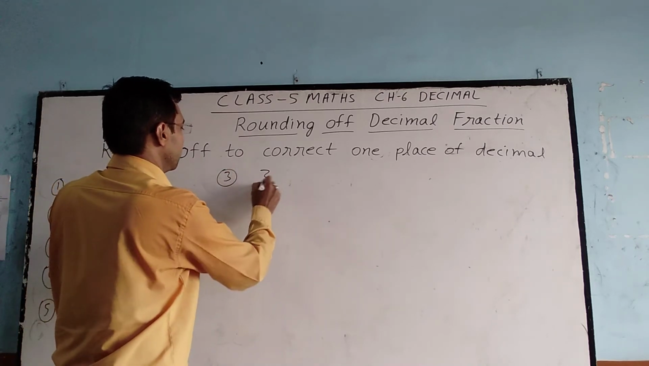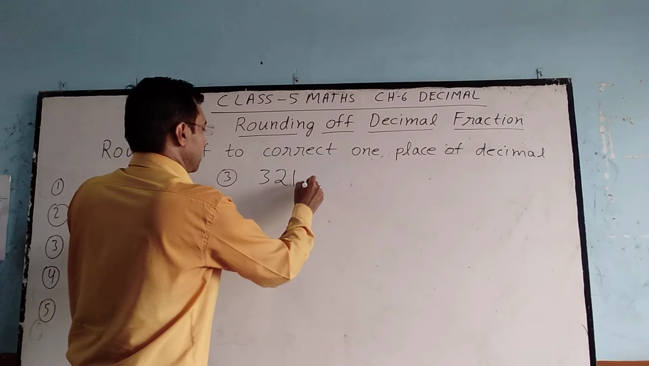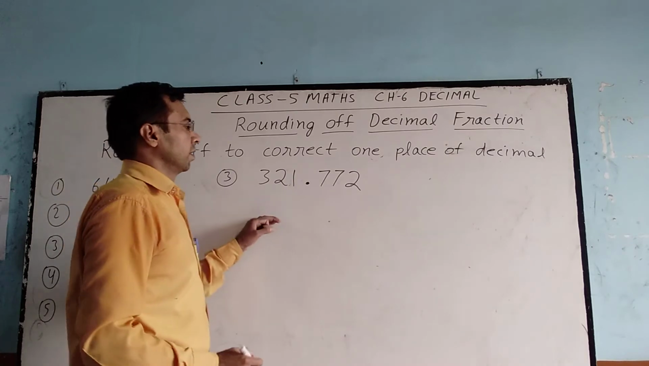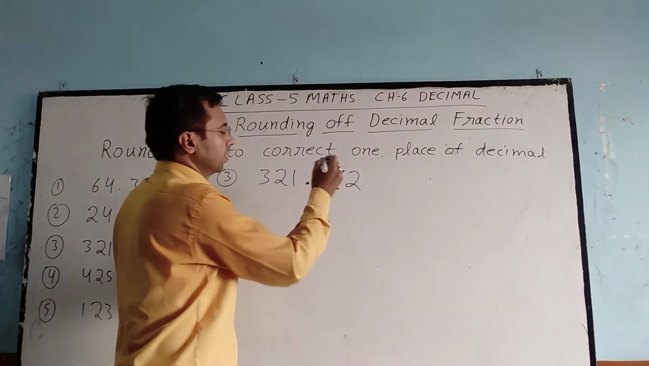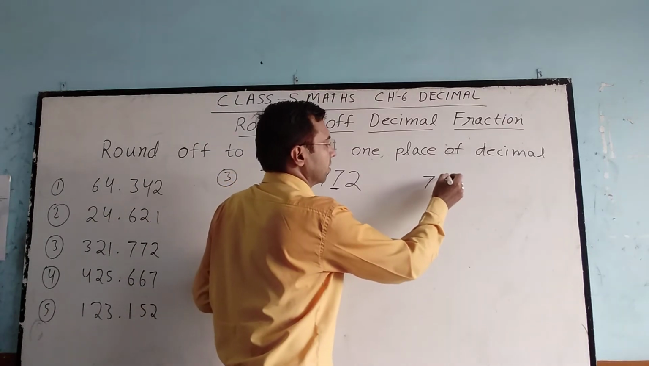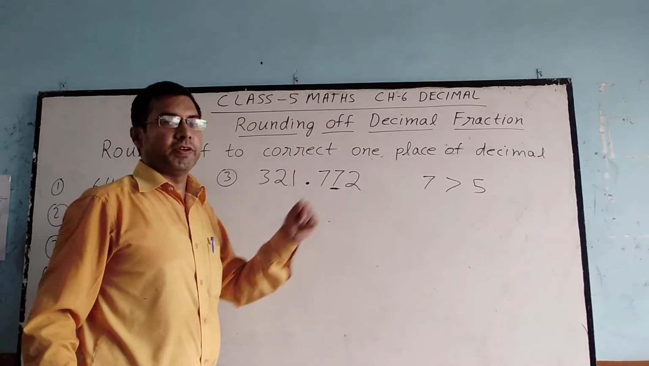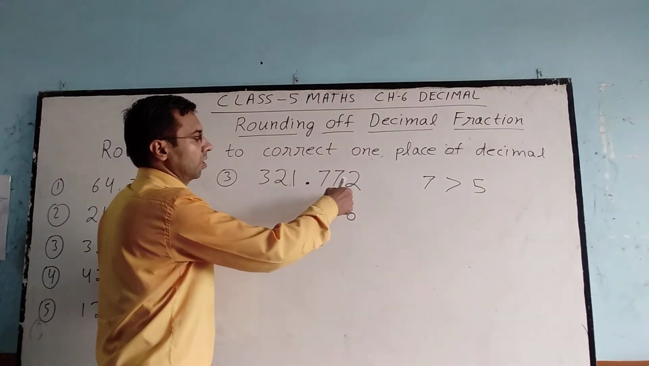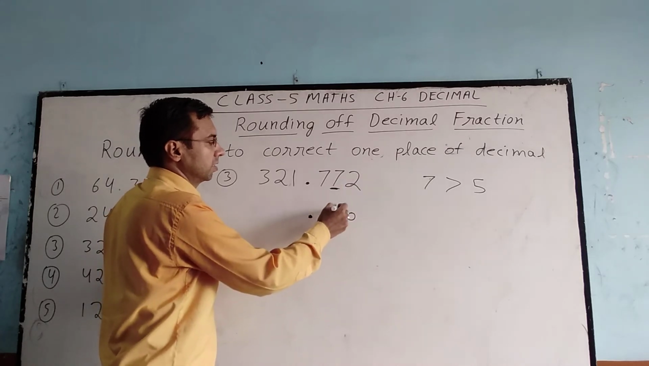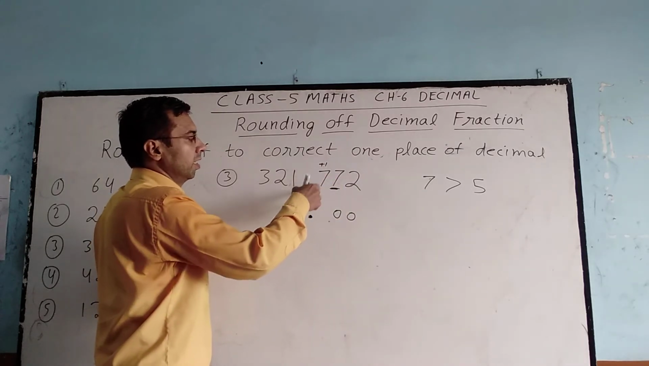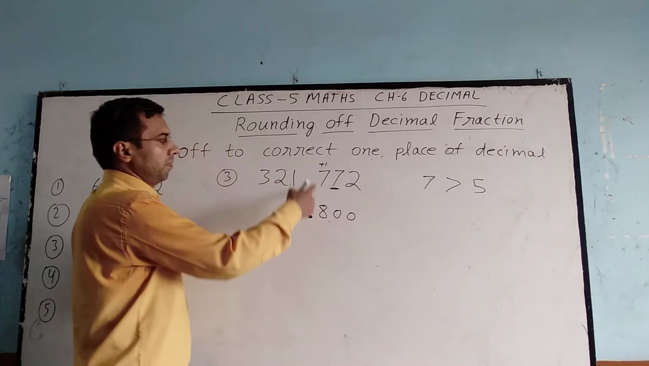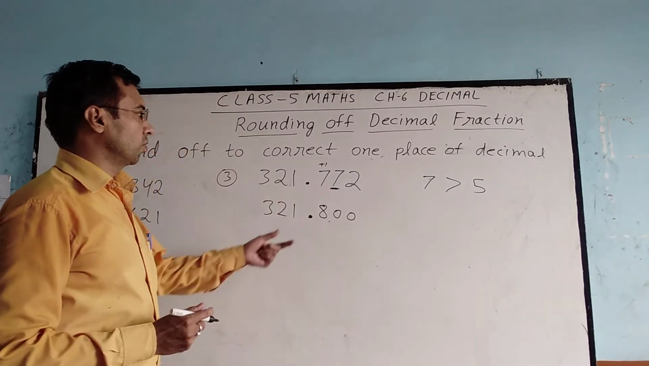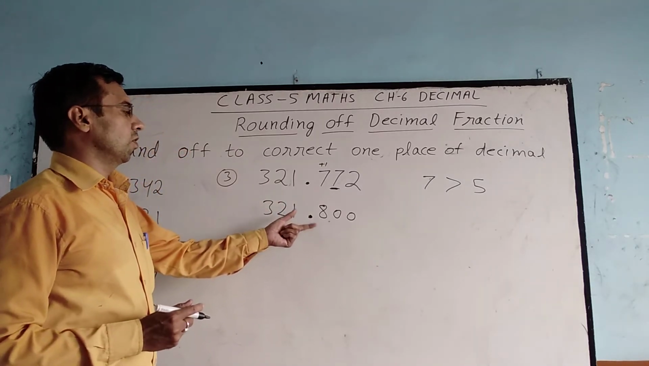Third, 321.772. Now student, the hundredth place digit is 7. 7 is greater than 5. So what do we do? We change this thousandth place digit 2 to 0, the hundredth place digit 7 to 0. We add 1 in the tenth place digit. 7 plus 1, 8. We write 321 as it is. So this is round off to correct one place of decimal.